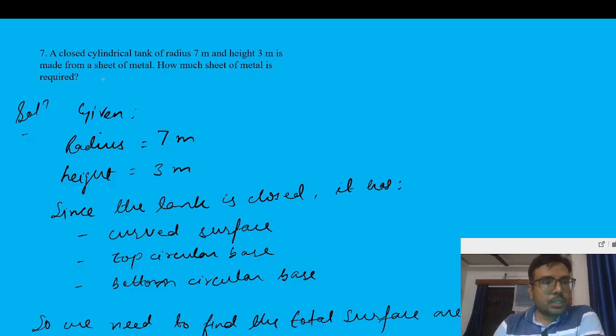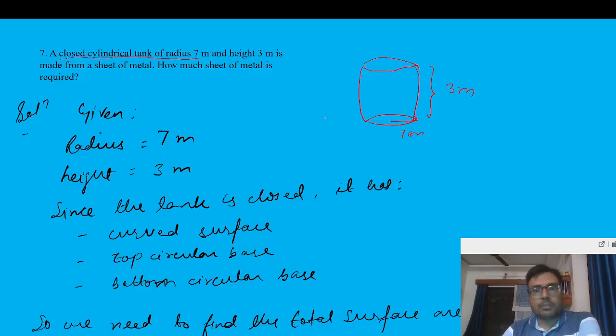A closed cylindrical tank of radius 7. Now just draw one cylinder here. So this is a closed cylindrical tank of radius 7, so this is 7 meter, and height 3 meter, made from sheet of metal, like the gas cylinder in your house. How much sheet of metal is required?